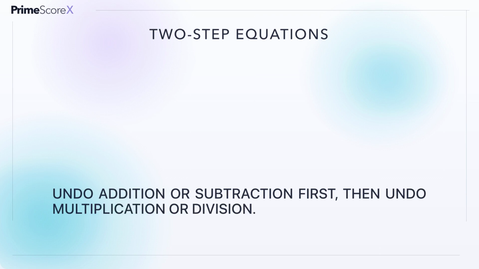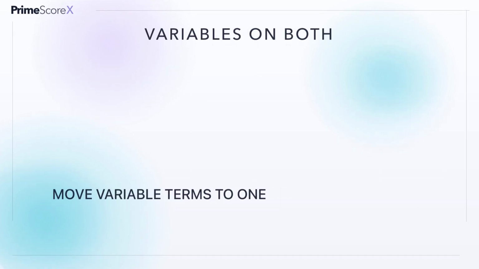Solve 3x plus 5 equals 20. Subtract 5 from both sides to get 3x equals 15. Then divide by 3 to get x equals 5. Work in reverse order of operations because you are undoing the construction around the variable. Show one operation per line to reduce mental load and sign mistakes.